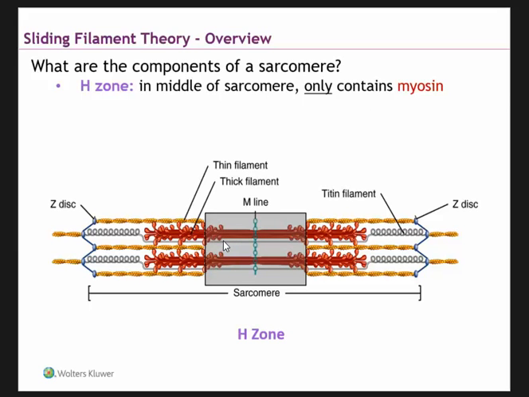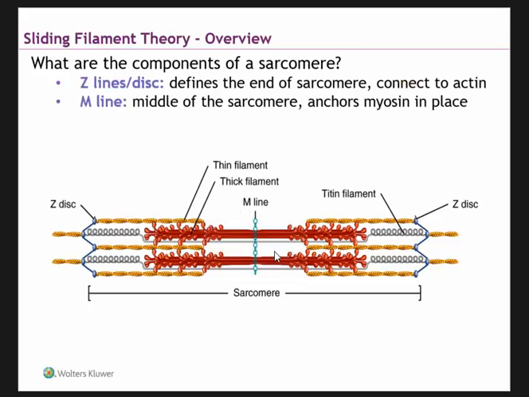But what happens to the H zone when the sarcomere shortens during a muscle contraction? Now actin is going to slide into it. So the H zone is also going to shorten. So the H zone is going to shrink with the I bands. The I bands also shrink. But the A band, remember, that stays the same.